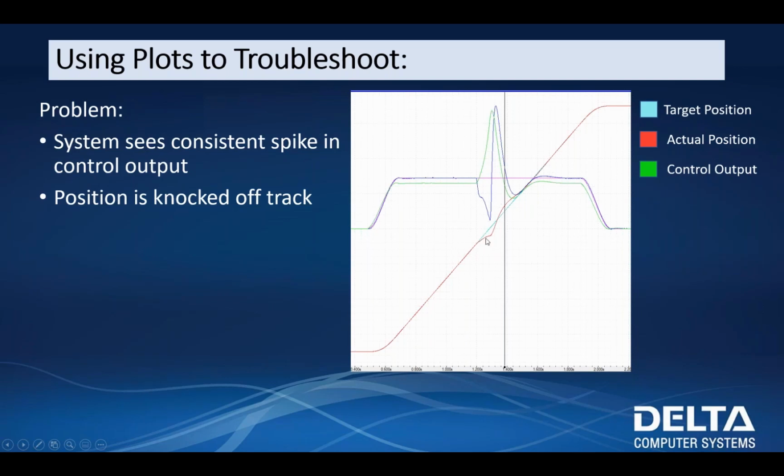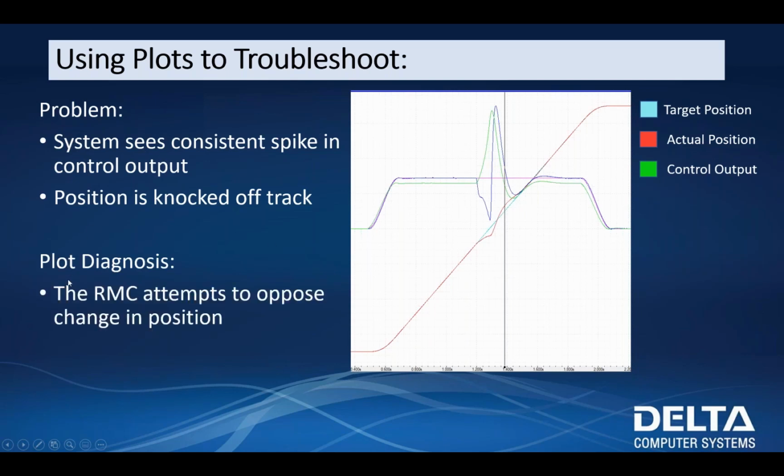Right? So we're opposing this change here, and then we come back and get back to where we need to be. So what's the diagnosis here? The RMC attempts to oppose the change in motion, right? We saw that, but there's probably a physical obstruction here, and we've seen this, very common, right? It's going and it runs into something, and we try to compensate. Maybe that's part of the process. Maybe that physical obstruction should not be there though, and it ends up being a mechanical issue.